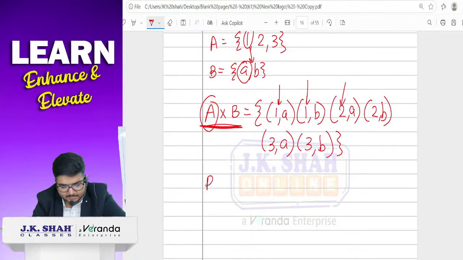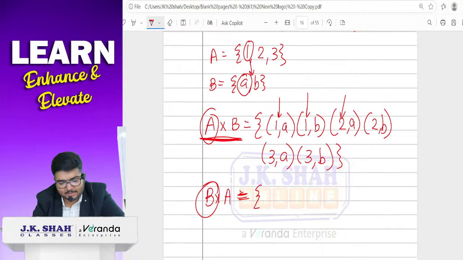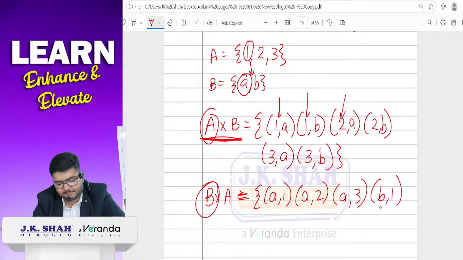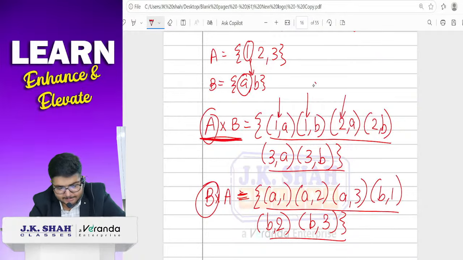Now we will find B into A. Sir, are both different? Yes, both are different. Now B is standing first, so when you make pairs, elements of B will stand first. Let us make pairs: A1, A2, A3, B1, B2, B3. Right? So how many pairs are formed? There are 6 pairs. Now these are not just called pairs, these are called ordered pairs.